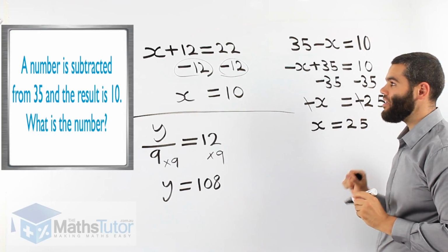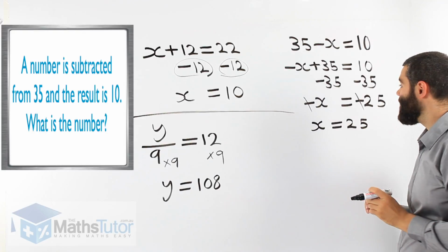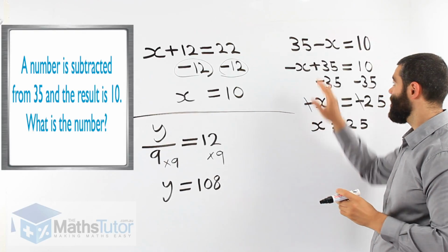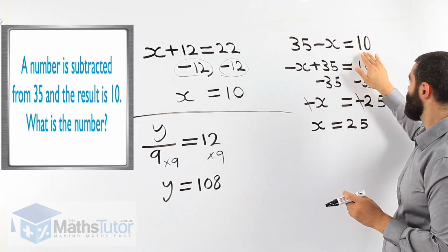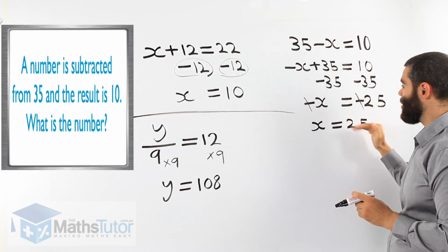That means what is the number that was subtracted from 35? That number is 25. We had 35 at the start. Take away 25 equals 10. This is how it's done.